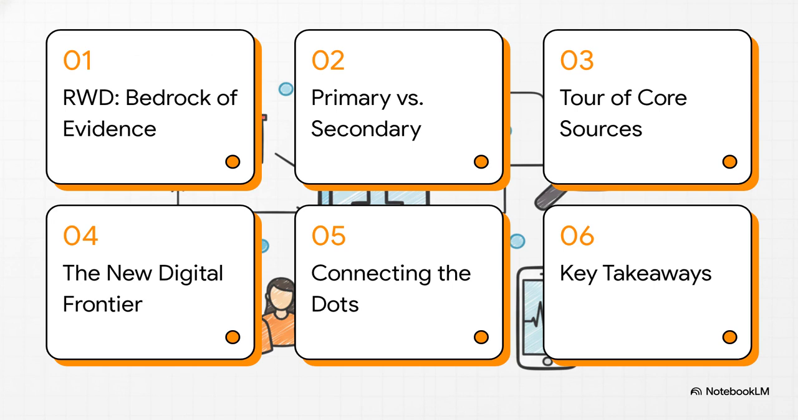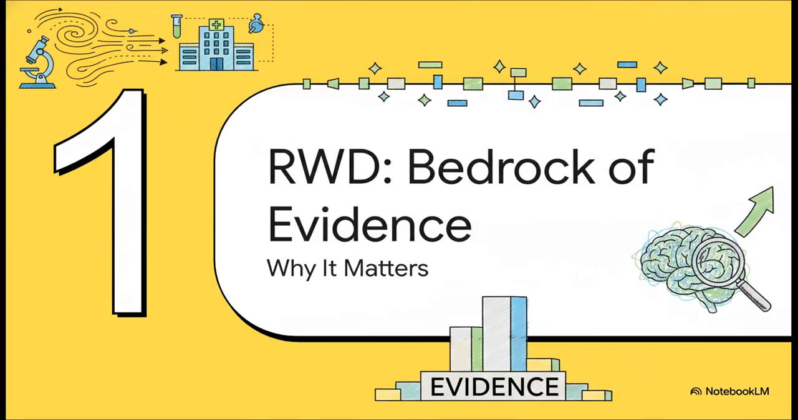We're going to start with the basics of RWD, then get into the really important distinction between primary and secondary data. After that, we'll take a tour of the most common data sources, everything from your doctor's records to the data coming off your smartwatch. We'll also see how it all gets connected, and of course, finish up with the key takeaways you need to remember. All right, so why all the fuss?